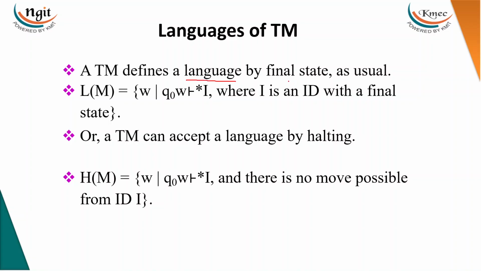As usual, we have discussed for finite automata and pushdown automata: you take a string from the starting state, and if you read that input string, taking all the IDs, then at the end it has to reach the final state. Then the set of all strings accepted by the Turing machine is the language accepted by the Turing machine. Or sometimes we can construct a Turing machine that accepts a language simply by halting. You need not worry about the final state here.